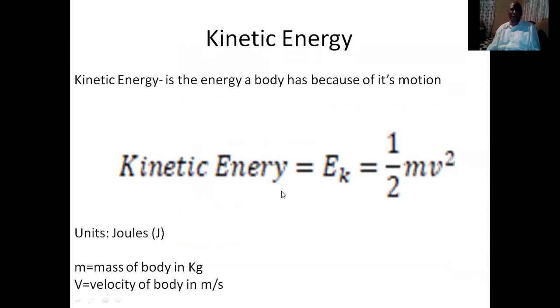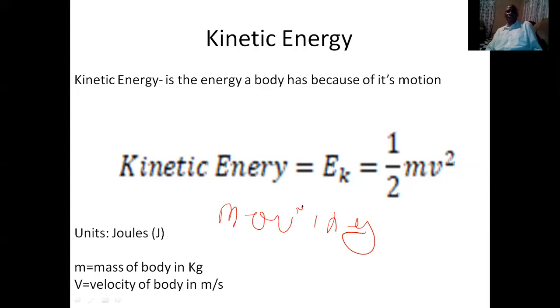Actually, today we're looking at kinetic energy and potential energy. And so we go straight into looking at kinetic energy. Kinetic energy is the energy a body has because of its motion, meaning that a body should be moving for it to have kinetic energy. This is very important: the body, which is the key word here, should be moving.